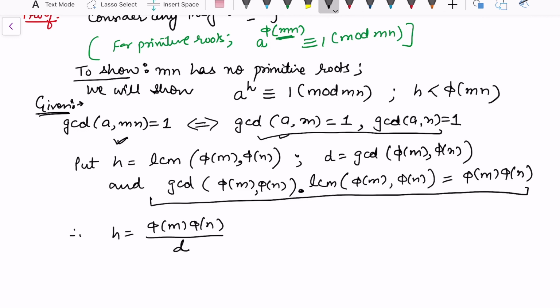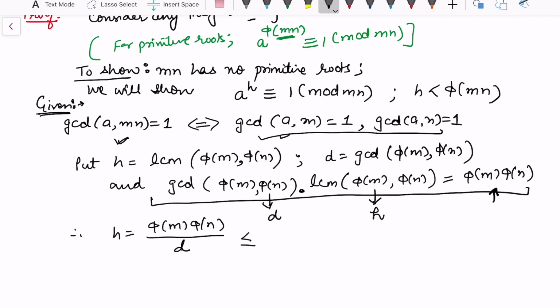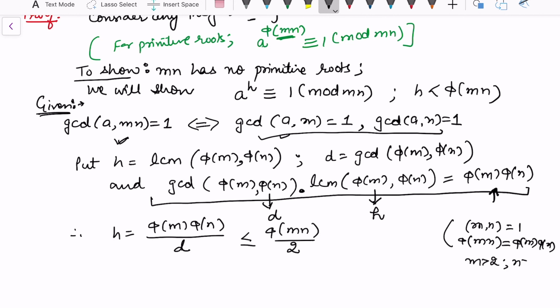This quantity GCD I have considered as d, this quantity I have taken as h, and this is the product of the numbers. So simply dividing by d on the other side, we get the expression of h as this. This quantity is definitely less than or equal to phi of mn by 2. Why phi of mn? Because we have already considered that GCD of m and n is equal to 1, and phi is a multiplicative function, so I can write phi of mn as phi m into phi n. But my divisor, the GCD, because both m is strictly greater than 2, n is strictly greater than 2.